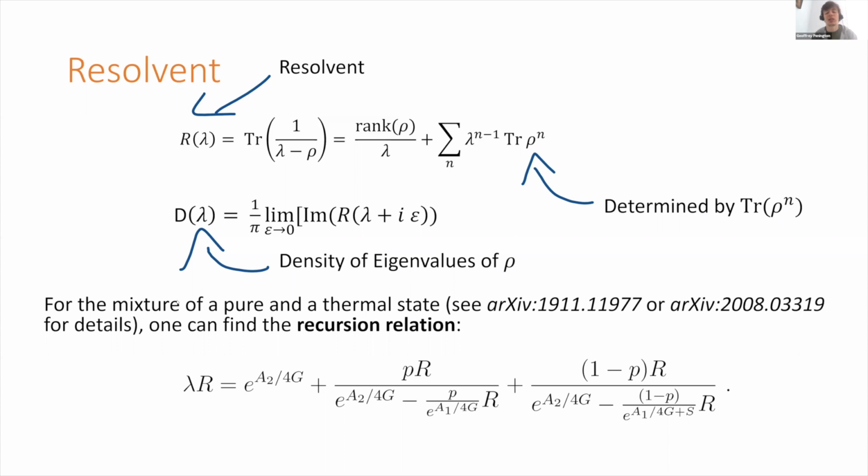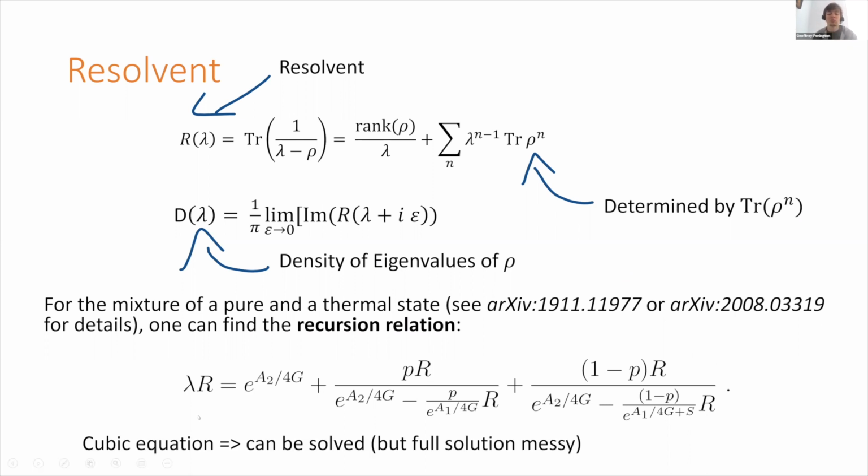Magically enough, for the particular mixture of a pure state and thermal state in a fixed area state that we were considering earlier, you can use this technology from free probability to find a recursion relation that this resolvent satisfies. If you want to see the details of how that works, it's in my paper with Chris. It's also basically the same trick as in the West Coast replica wormholes paper from last November.